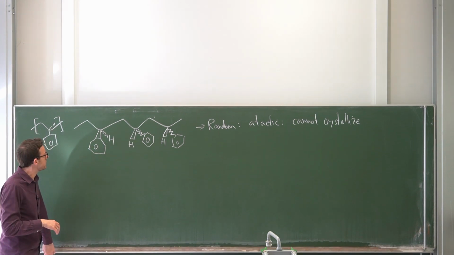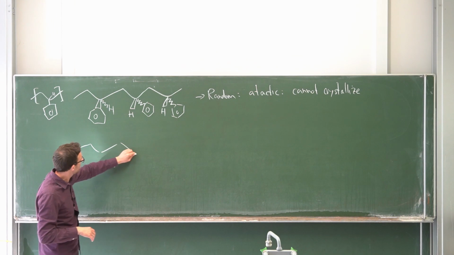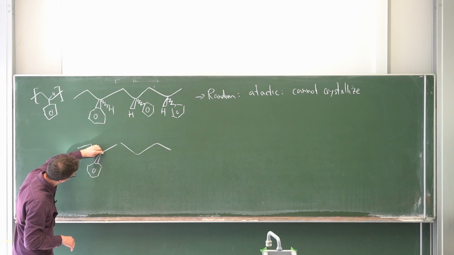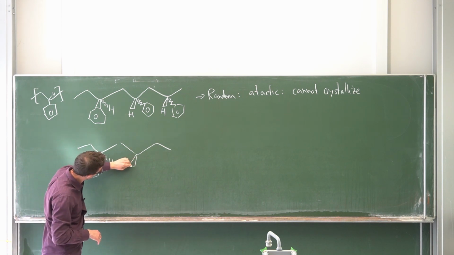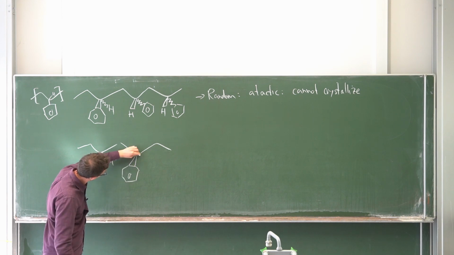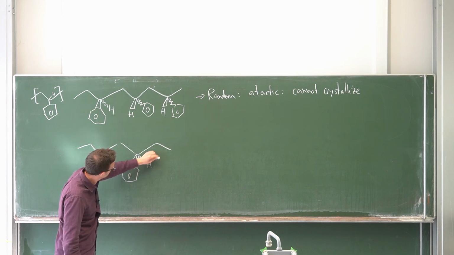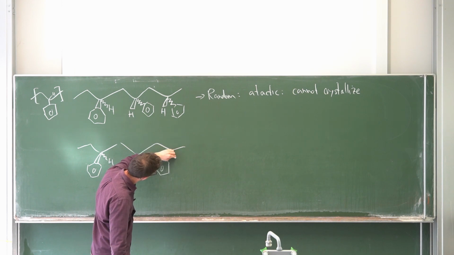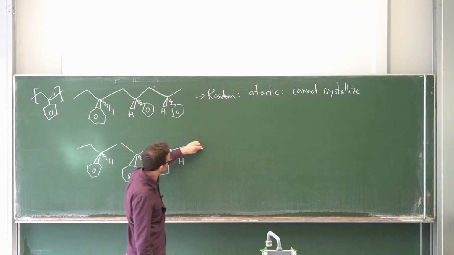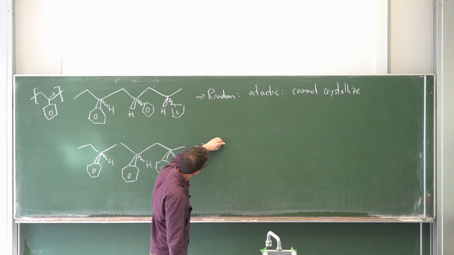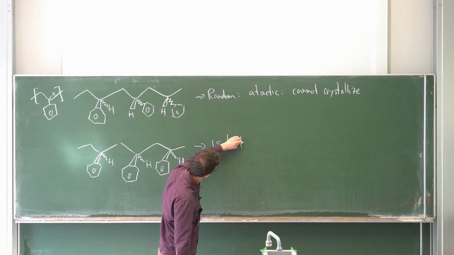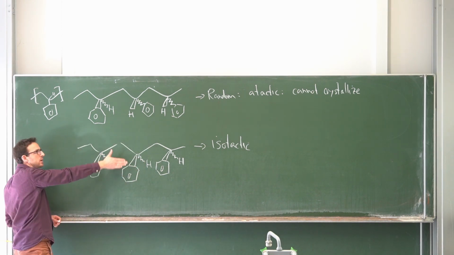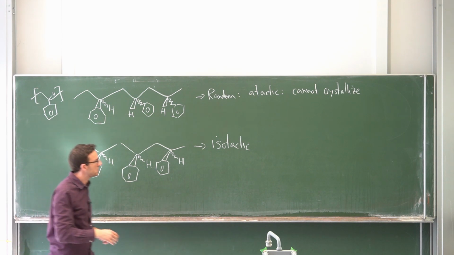But there's also two other possibilities. I can have a polymer chain where all the substituents point in the same direction. So in this case, this would be called isotactic. And this can crystallize, you see, because all the rings stand in the same way, so you can easily imagine how they can stack in an ordered fashion.